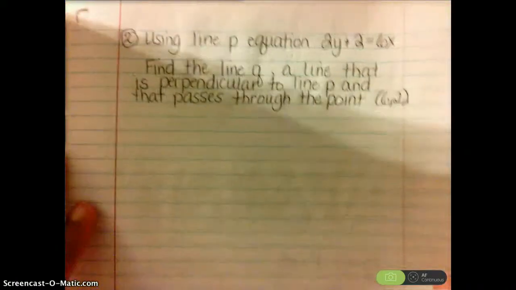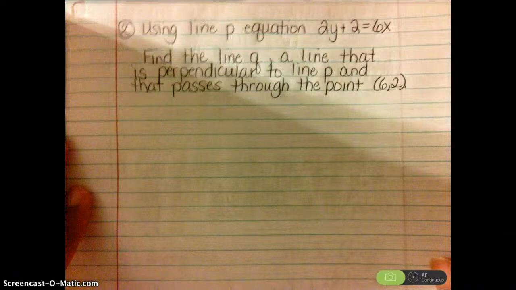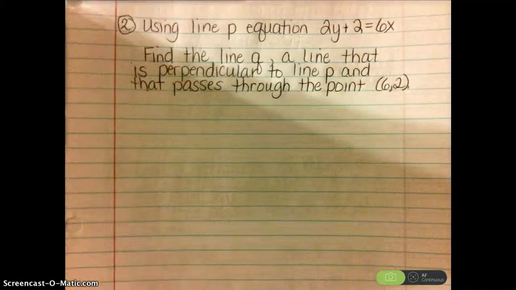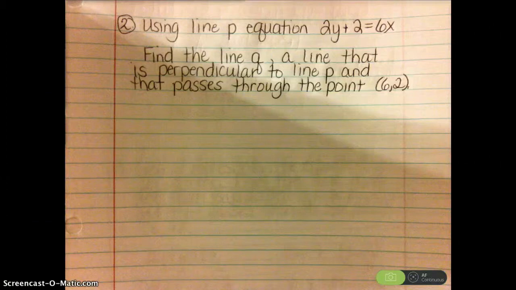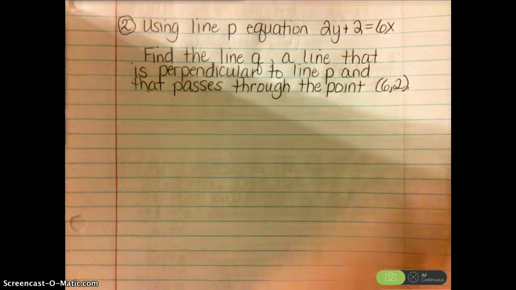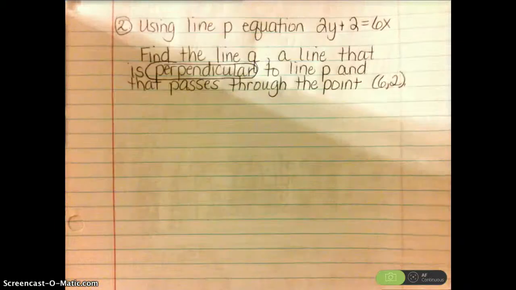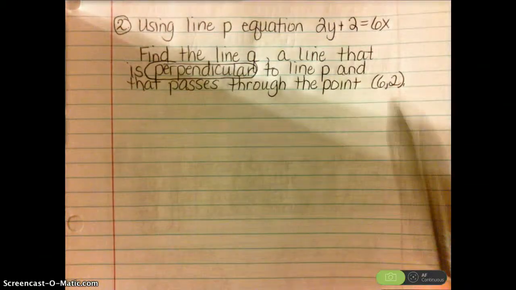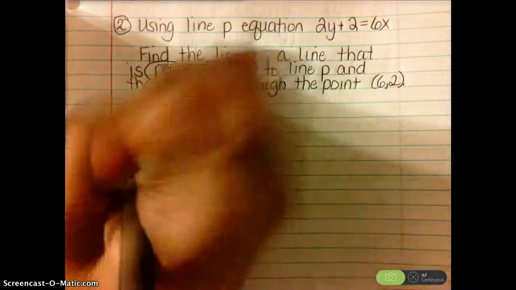So now, let's look at an example that talks about perpendicular equations. So we're going to use line P again that has that equation 2y plus 2 equals 6x. And we're going to find the line Q, a line that is perpendicular to line P and that passes through the point (6, 2). So now instead of parallel, we're focusing on perpendicular. That's the only thing we changed about the problem. Everything else reads the same.